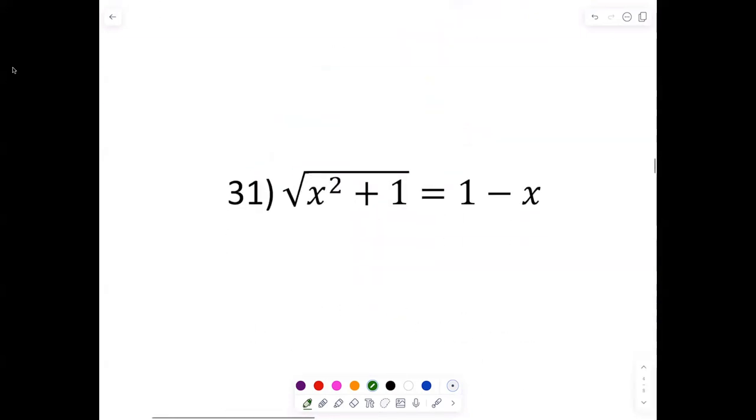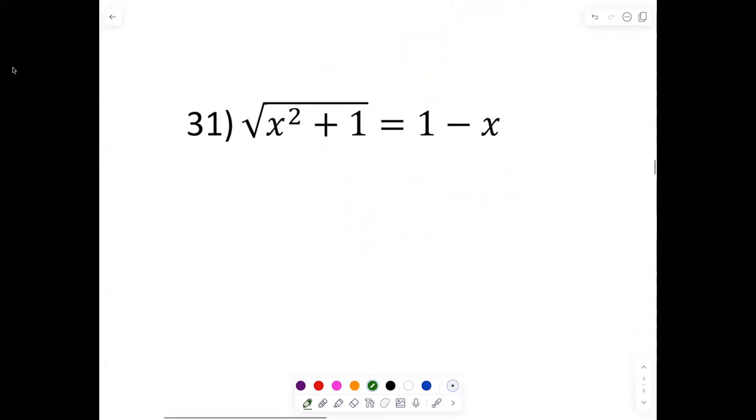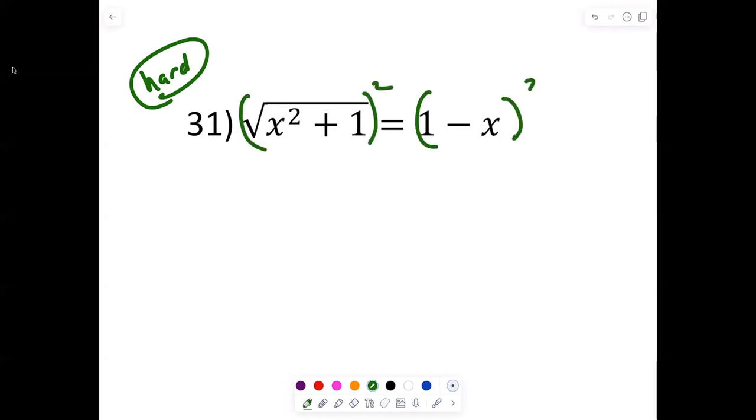All right, here we go. All right, everybody put up here. This one is a hard one. All right. Everybody needs your attention on this one. All right, I'm squaring both sides.